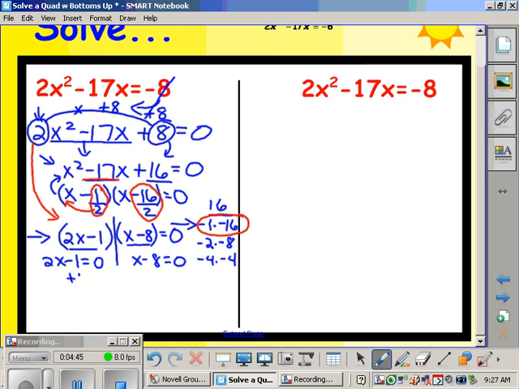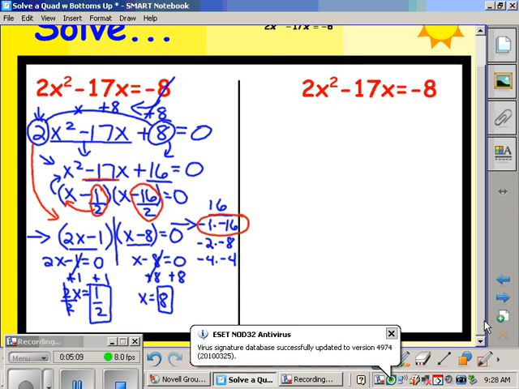From here, you're going to solve the two equations. When you solve the first equation, one of your x-intercepts or solutions is going to be 1/2. When you solve the second equation, your second x-intercept is going to be positive 8. So those would be your two solutions for this particular quadratic equation.